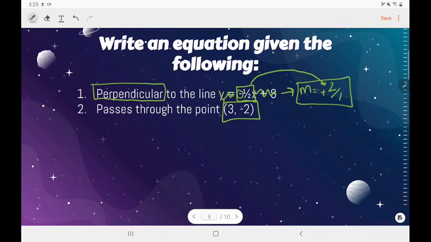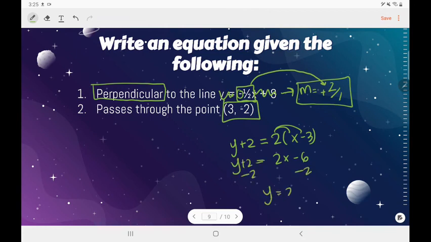Okay, let's try the point slope method again. So y minus a negative 2 equals 2 times x minus 3. Distribute, 2x minus 6. Minus 2 from both sides. y equals 2x minus 8. And these two lines would be perpendicular.